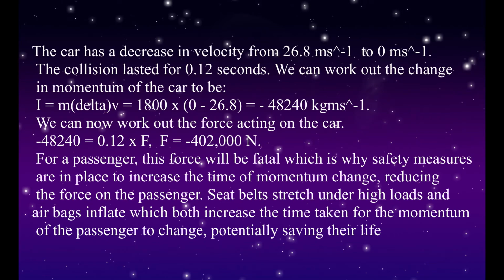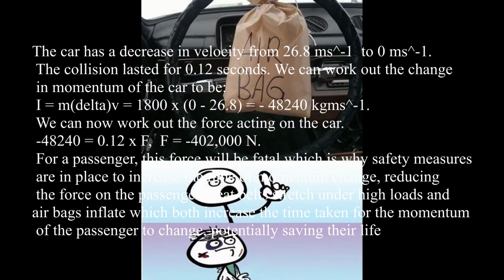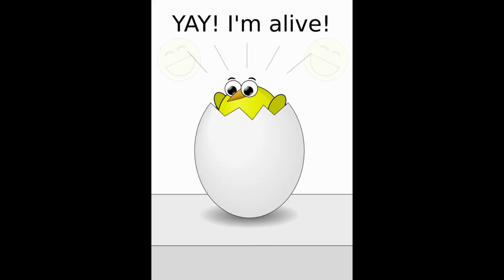For a passenger, this force will be fatal, which is why safety measures are in place to increase the time and momentum change, reducing the force on the passenger. Seatbelts stretch under high loads, and airbags inflate, which both increase the time taken for the momentum of the passenger to change, potentially saving their life.